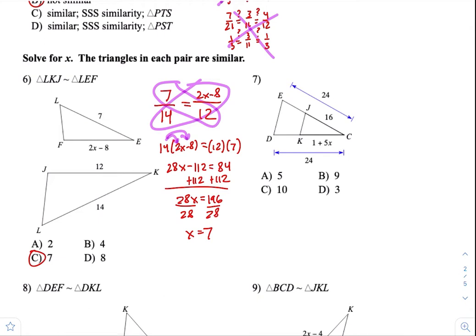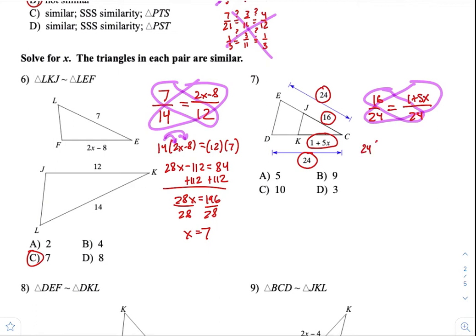Alright, here's the next one. These triangles are similar, so let's make a proportion. 16 over 24, that's what I'm going to do for that side, which will be similar to 1 plus 5x over 24. So let's cross multiply. 24 times 1 plus 5x is equal to 16 times 24.